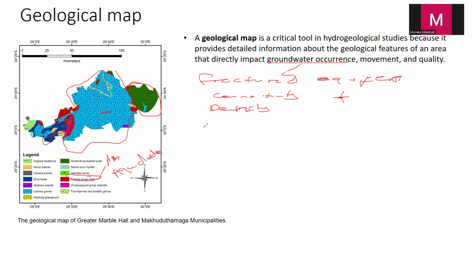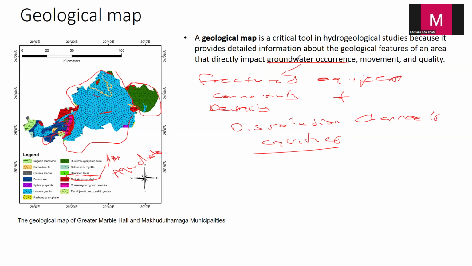For example, if we have rocks such as limestones and dolomites, we're going to have a high amount of dissolution channels, creating more cavities. So we know we're going to have high groundwater movement and high groundwater storage in such rocks. That's why we're saying these maps will tell you much about the groundwater occurrence. So we're going to know what kind of aquifers we are dealing with.